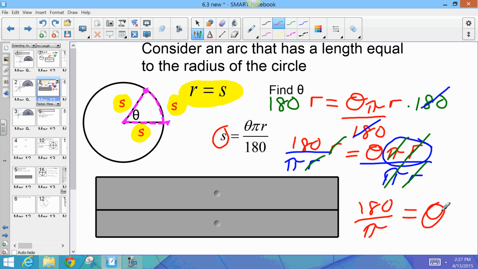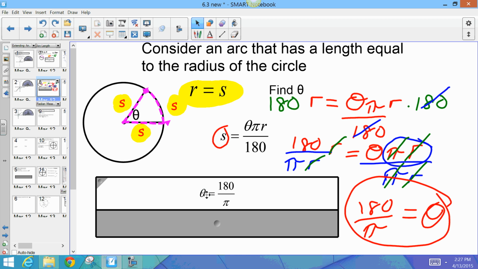Let me go back and say one more time, what's the significance of that? That is the measure of the angle where the radius is equal to the arc length. So when the radius is equal to the arc length, theta is equal to 180 degrees divided by pi. If you plug that into a calculator, you find that measure to be about 57.3 degrees. But since pi is irrational, of course that decimal will go on forever.